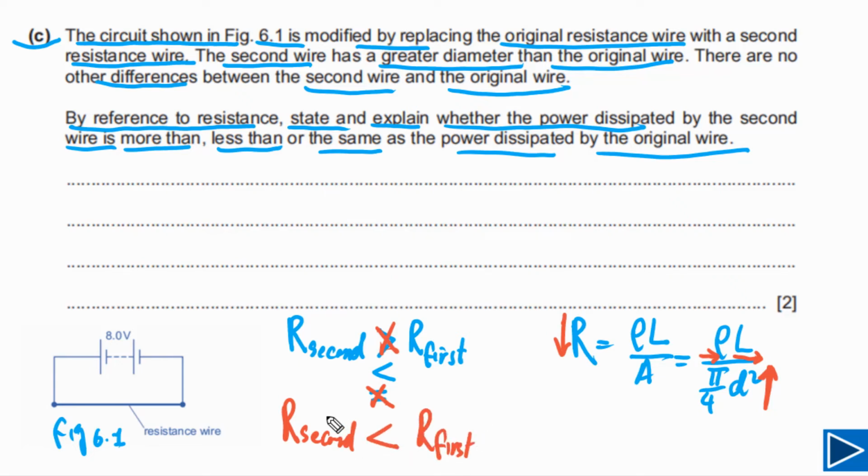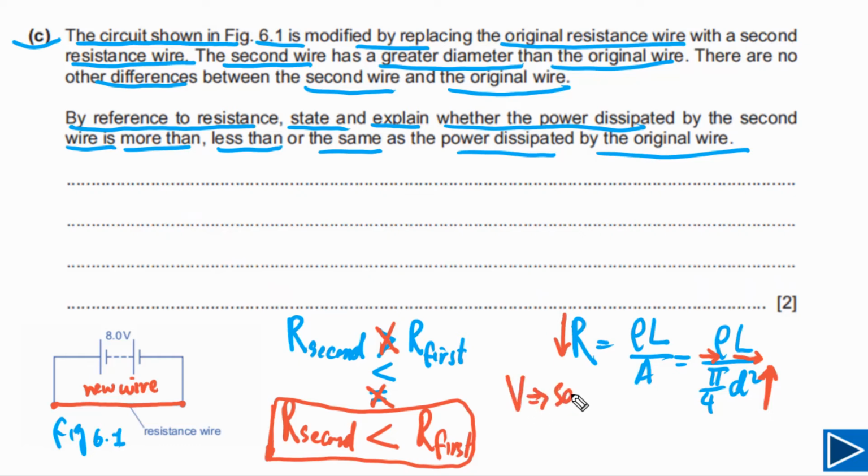This is a very important piece of information about resistance, so we have to mention this in our answer. Now we need to understand power dissipated. As the new wire is just placed across the terminals of the power supply, this is our new wire, and it is also connected across the terminals of the power supply. So it simply means that V is the same, the potential difference across the wire is the same. V is the same, but the resistance is lower.